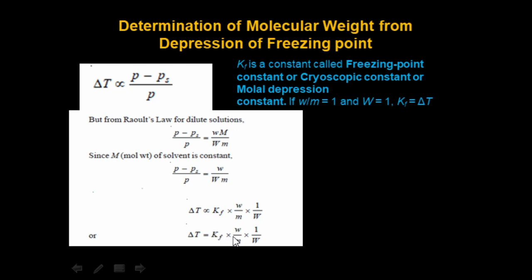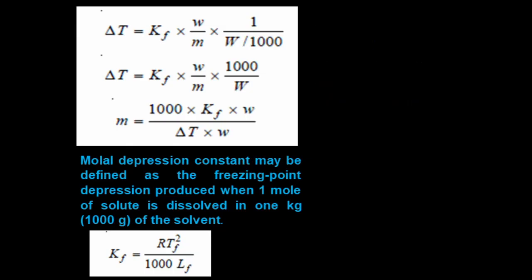And the cryoscopic constant is a constant for a particular solvent. If you take water as the solvent, its cryoscopic constant is a definite value, and if you take benzene or any other organic solvent, its cryoscopic constant is a constant value and does not depend upon other factors. The cryoscopic constant can also be found by another means, that is, the latent heat of fusion.